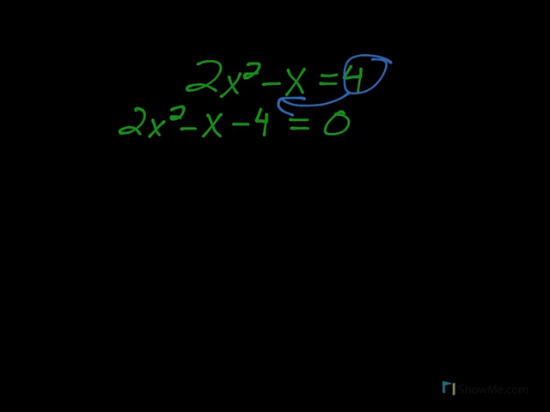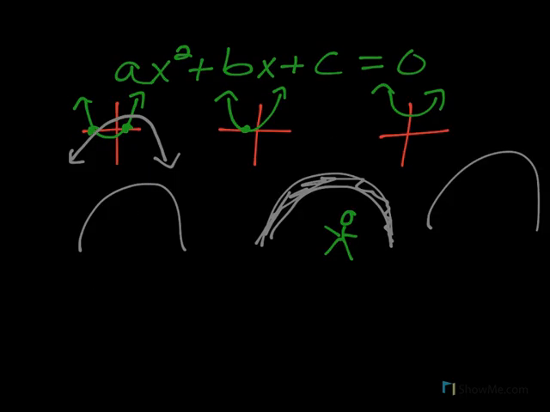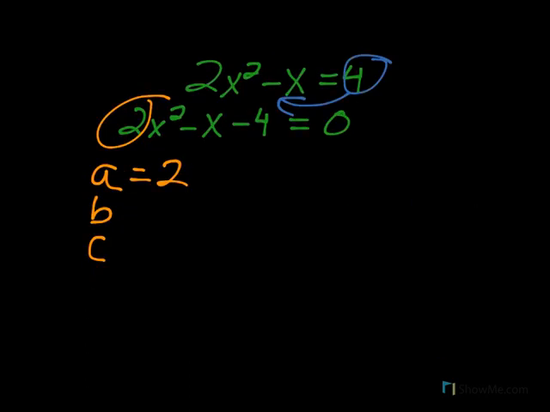Second step says list the A, B, and C. So what's A, what's B, and what's C? Well, give it a try. What's A? A is 2, because it's the number in front of the quadratic term. If I go back to my original equation, A is always the quadratic term, B is the linear term, or the x to the first power, and C is your constant, or the number by itself.